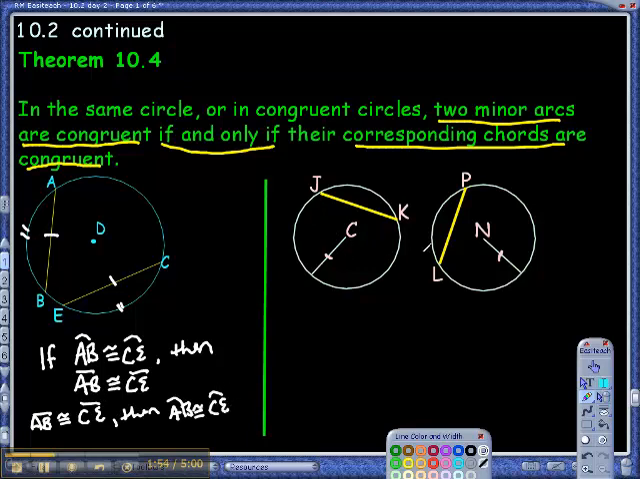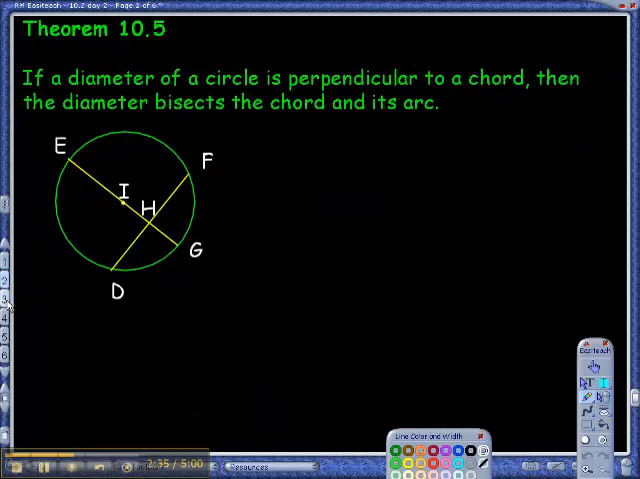Now, if we have 2 circles that are congruent, then again, because these circles are congruent, we can still compare those arc measures, or arc lengths. So I can say that, again, arc JK is congruent to arc LP if and only if segment JK is congruent to segment LP. So we have 2 biconditional statements. If the arcs are congruent, then the chords are congruent. If the chords are congruent, then the arcs are congruent. It goes both ways.